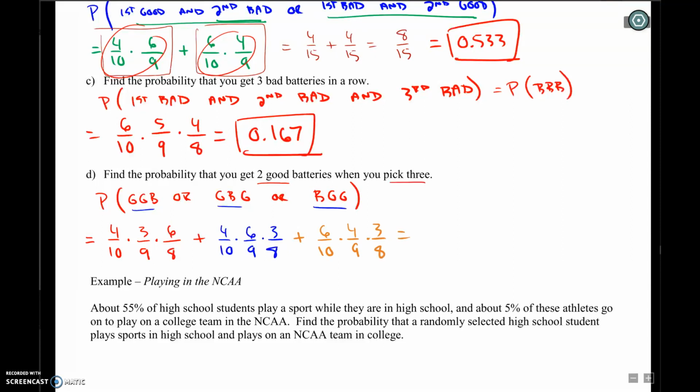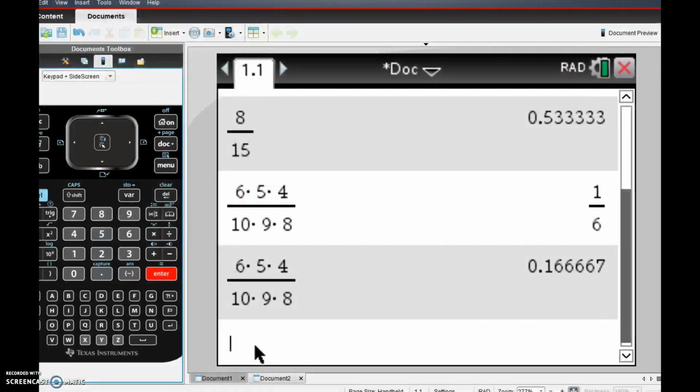And again, notice these 3 sets of these 3 expressions, these 3 products are all exactly the same. 3 times 4 times 6, and 10 times 9 times 8. So basically it's just 3 times one of these. So to calculate that, I'm going to type it in like that.